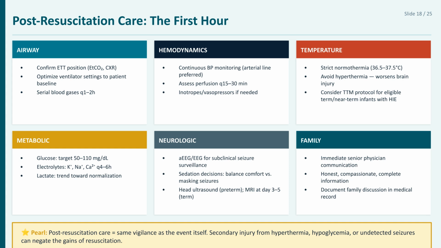Post-resuscitation care in the first hour is critical. For airway, confirm ETT position and optimize ventilator settings. Hemodynamics includes continuous BP monitoring and perfusion assessment. Temperature management targets strict normothermia, avoiding hyperthermia. Metabolically, target glucose between 50 and 110 mg per deciliter. Neurologic care involves aEEG/EEG and head imaging. For the family, communicate honestly and document discussions. Maintain vigilance to prevent secondary injury from hyperthermia, hypoglycemia, or seizures.